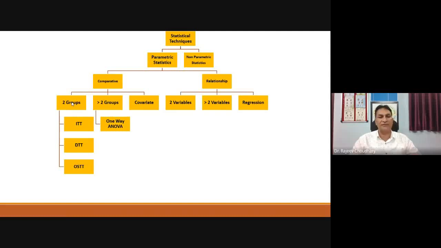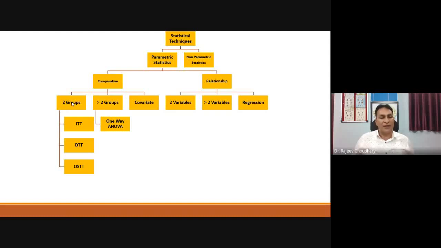This technique, one-way analysis of variance, one-way Anova, is also known by different names. Another name is simple Anova. One more name is Anova single factor. So this technique is known by three different names: one-way analysis of variance, simple analysis of variance, and analysis of variance single factor, Anova single factor.